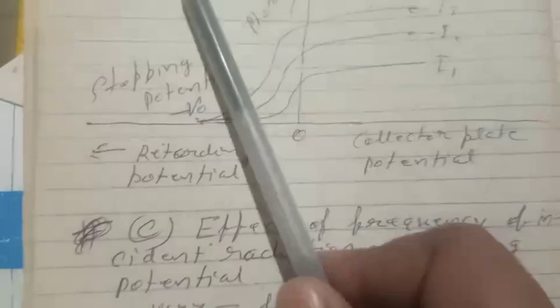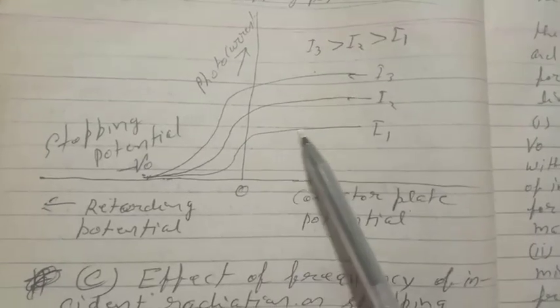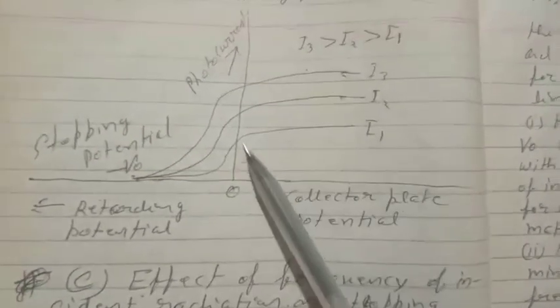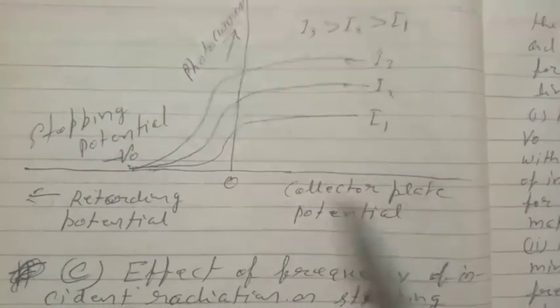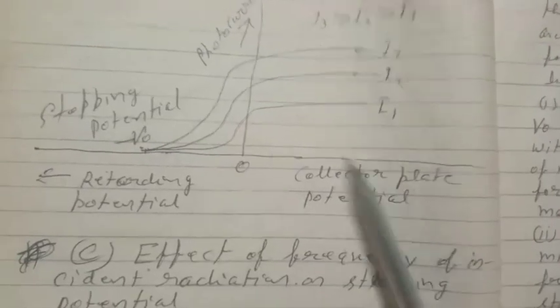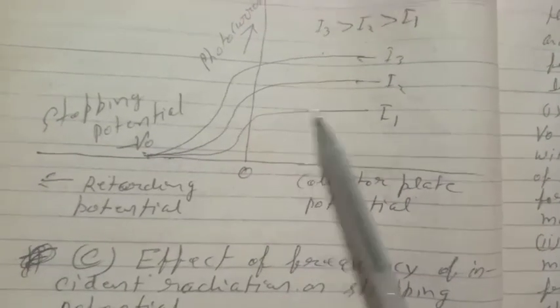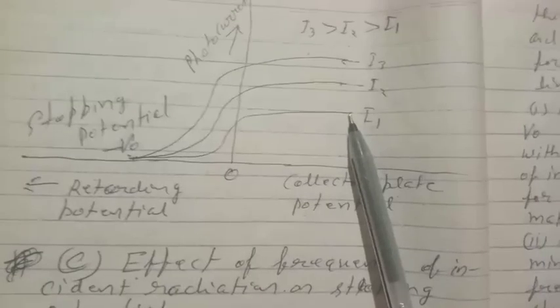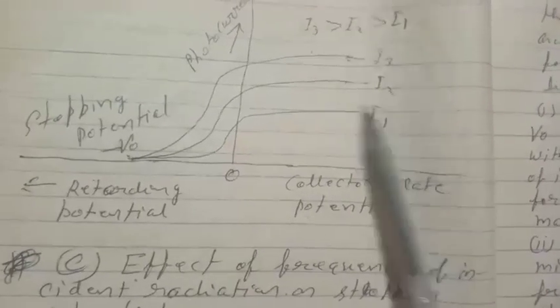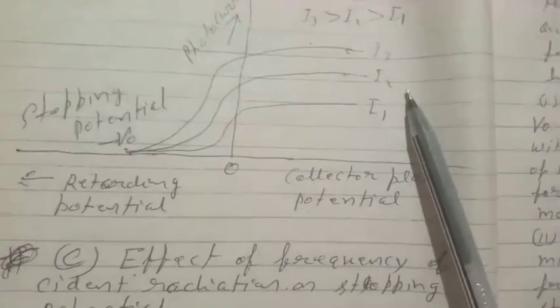Effect of frequency of incident radiation on stopping potential. Here this is shown. We have fixed the frequency of the photon, and we get the current like this. This is the collector plate potential. If we increase the plate potential, then the current in the circuit also increases, and at a point it becomes saturated. After that it does not increase, and that maximum current is called the saturation current.